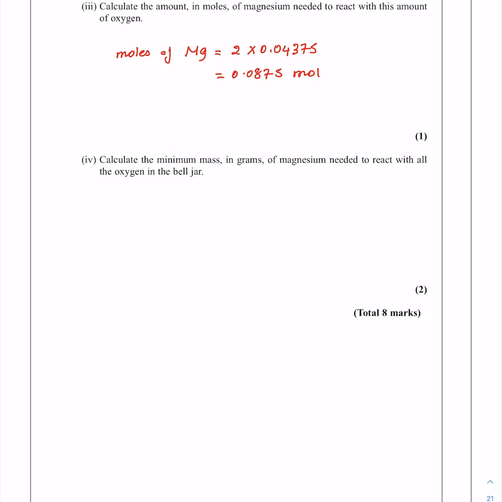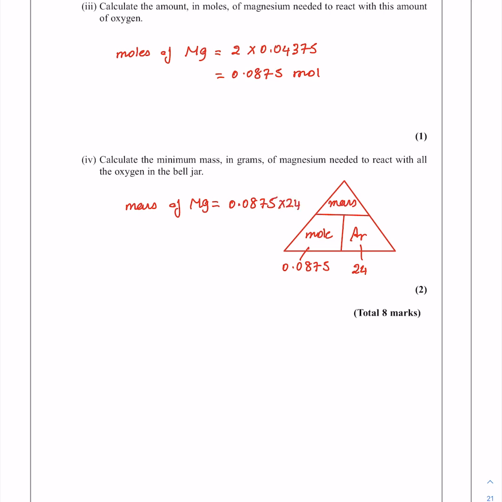IV: calculate the minimum mass in grams of magnesium needed to react with all the oxygen in the bell jar. Our law says moles is equal to mass over Mr, or here it will be Ar, because magnesium metal is made of atoms. So moles is equal to mass over Ar. The moles I have is 0.0875 and the atomic mass of magnesium in the periodic table is 24. So the mass of magnesium is equal to 0.0875 times 24. The answer will be 2.1 grams.